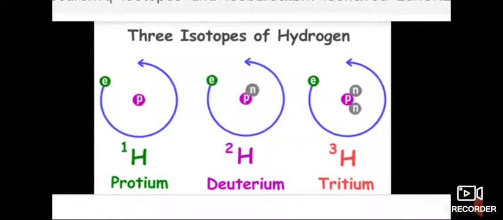Why is an atom neutral? Because an atom always has the same number of electrons and protons. So they are neutral. Atoms are electrically neutral.